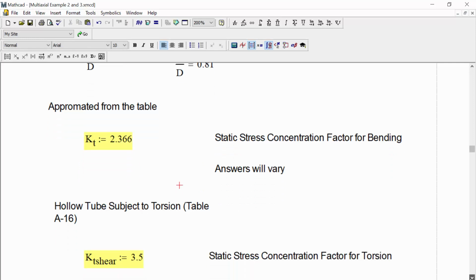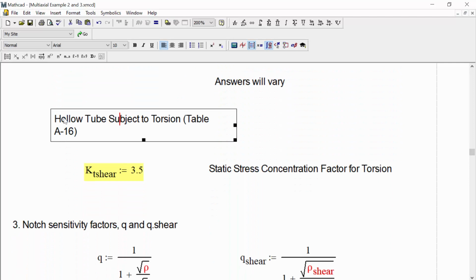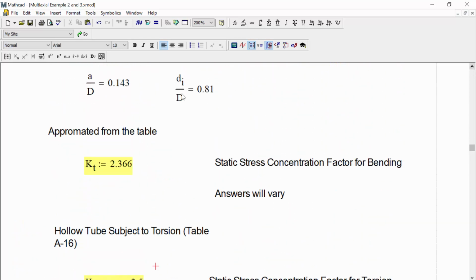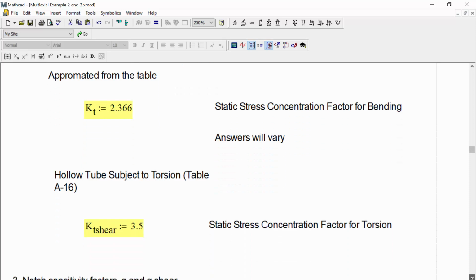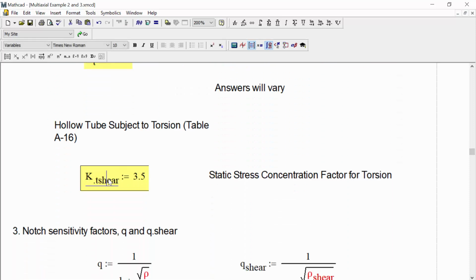Next, we want to look at the SCF chart for a hollow tube subjected to torsion, because we also have this tube subjected to torsion. We're going to look in that table. It will have the same 2 dimensional ratios as the previous one. And then we'll do a linear approximation and find KT shear is approximately 3.5. And then again, answers will vary. They're subjective to a certain extent.